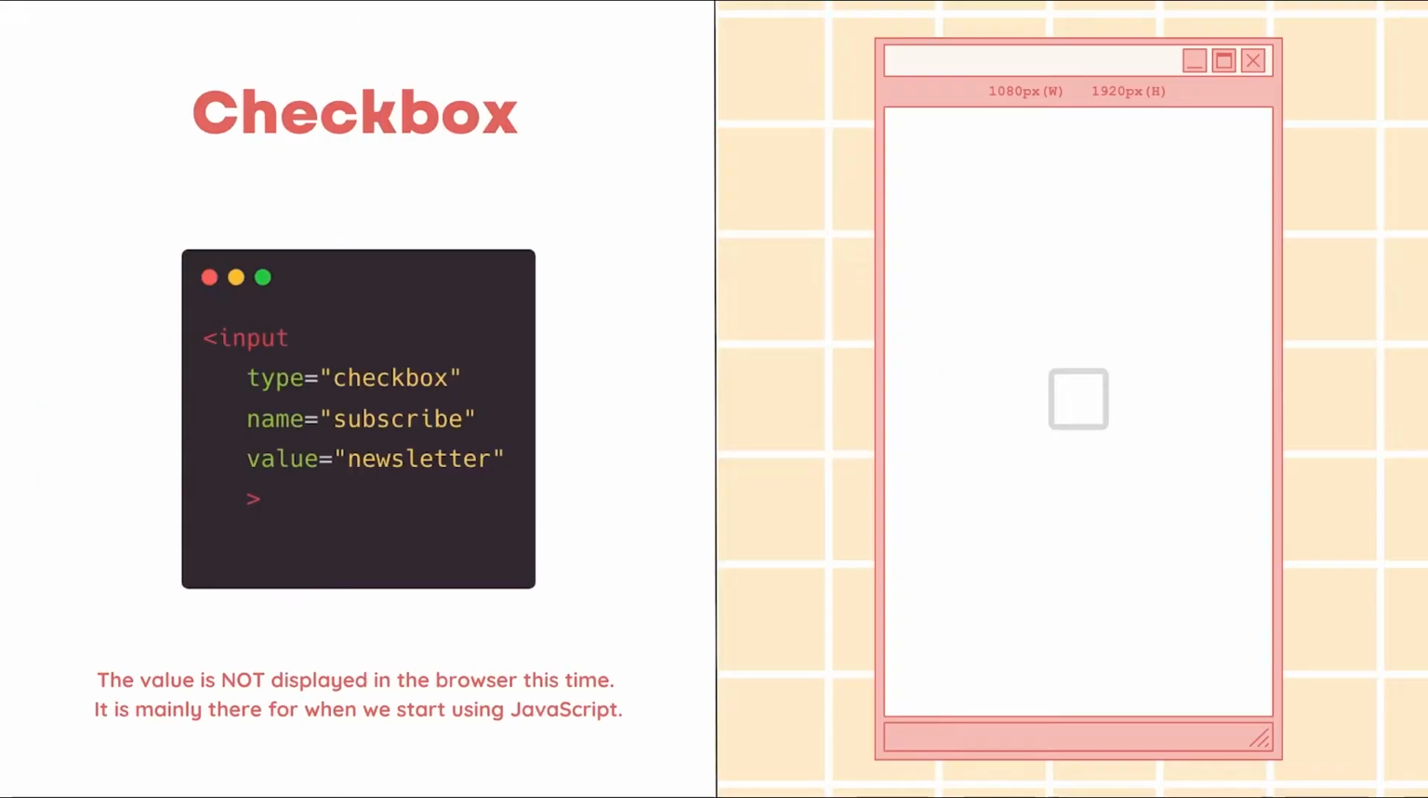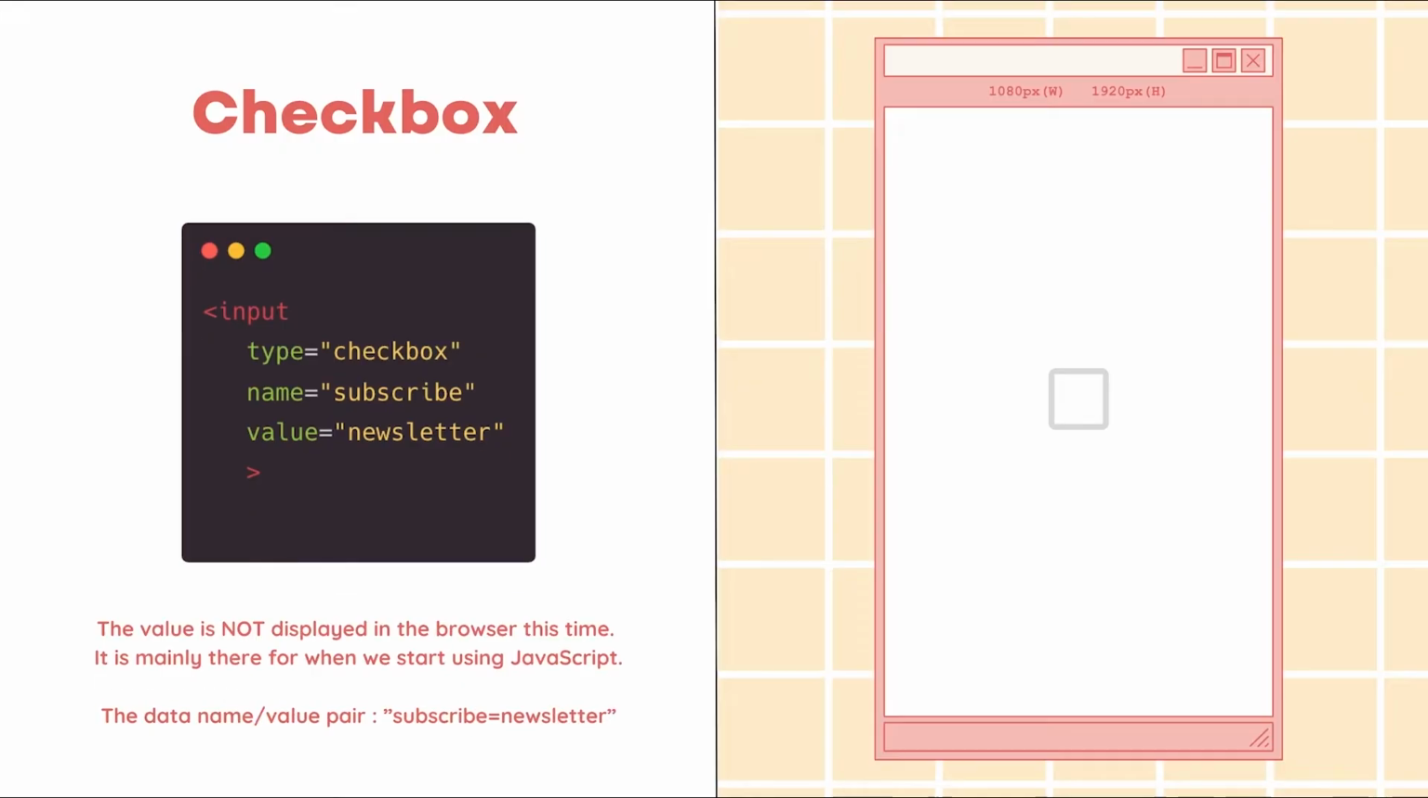Now, what if we switch this to a checkbox type? Well, we get a checkbox visually that we can choose to tick or untick. It can also take a value. However, this time, this is not displayed in the browser, or in other words, on the client side. It is used on the server side so that we can take the value of the checkbox and use it for our computing needs along with the checkbox name. This means that when the form is submitted, the data name value pair will be subscribe newsletter. If no value is supplied, the name value pair would simply be subscribe on if the checkbox is ticked.